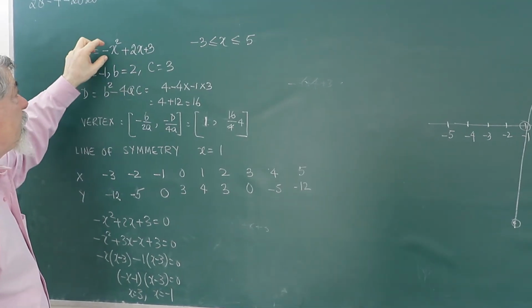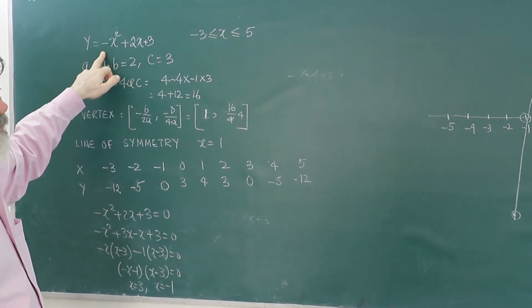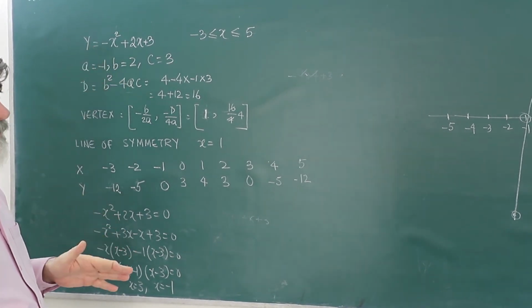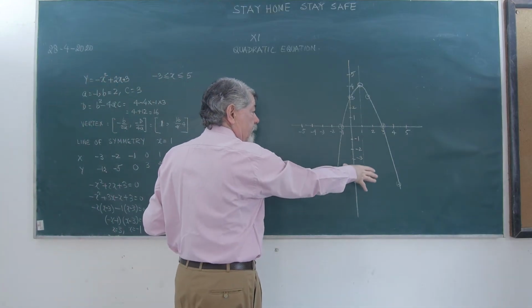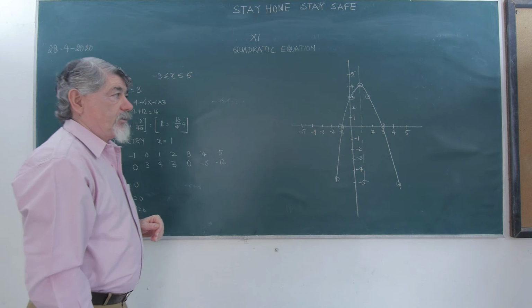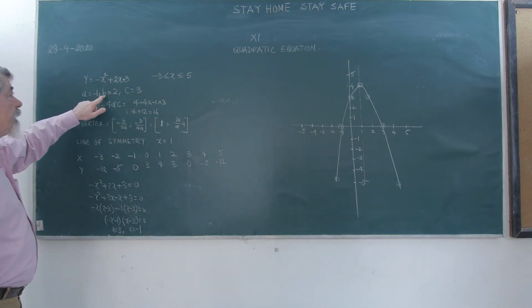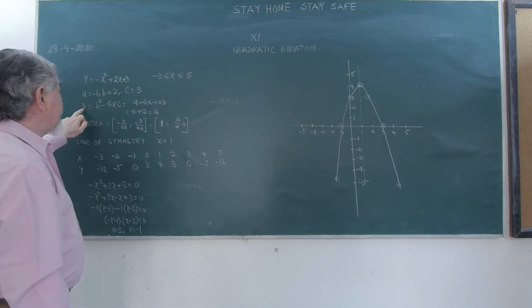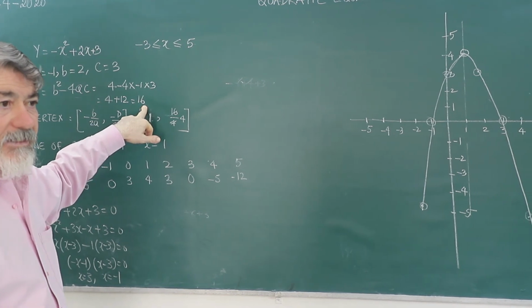Now we can clearly see here a is minus 1. If a is negative, that means a is less than 0, then we told you that the parabola will be opening downward. A is minus 1, B is 2, C is 3. We calculated the discriminant to be 16. It is greater than 0.